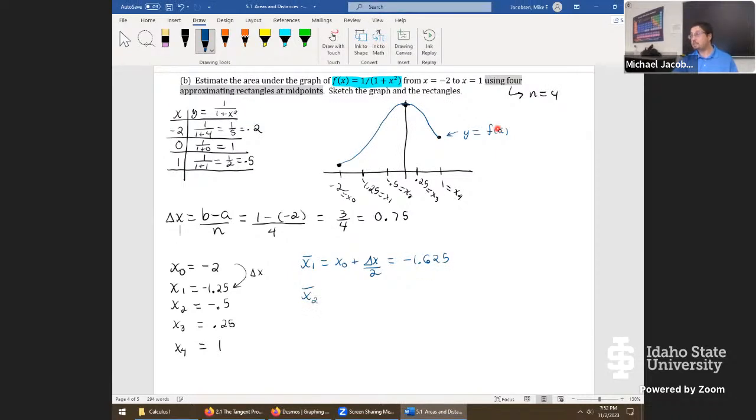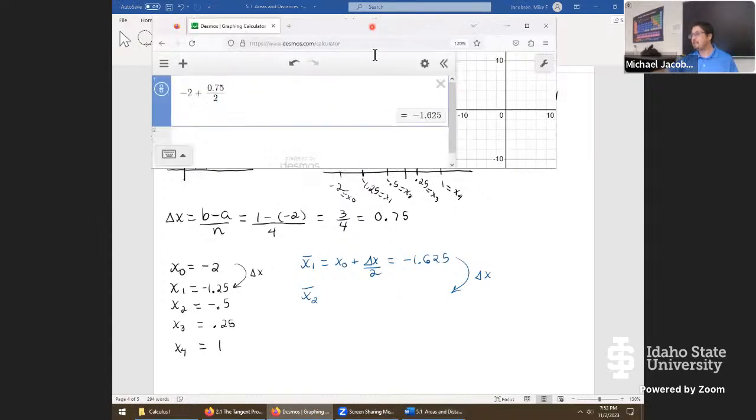Then the next thing we do is we take x bar 2, and we're going to continue to add delta x. So the thought on this part is, if you found the first midpoint, it's right here, -1.625, add the full delta x, it'll take you to the next midpoint. So in the calculator, I probably would just go like this, plus 0.75 times 1. We've added another delta x. We went from this location, -1.625, to here, -0.875. And looking at those values, that looks about right.